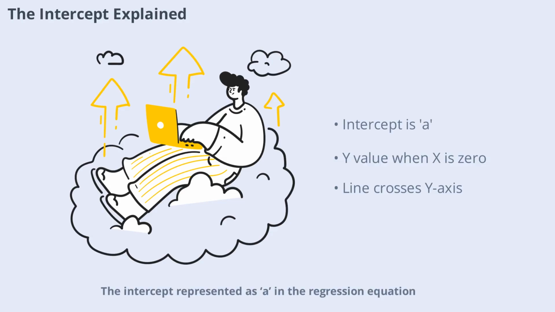The intercept, represented as a in the regression equation, is the value of the dependent variable when the independent variable is 0. It's where the regression line crosses the y-axis. While the intercept may not always have a practical interpretation, especially if a value of 0 for x isn't meaningful, it's an essential part of the regression equation. Knowing the intercept helps you make predictions even when the independent variable is at its baseline.